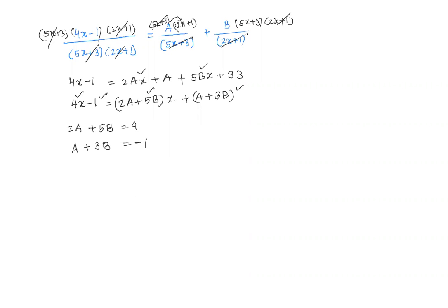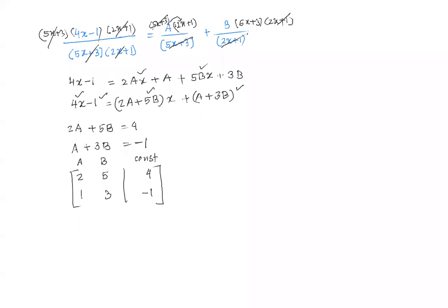So I'm going to use the Gauss-Jordan method. So my a, my b, my constant. A is 2, B is 5, and the constant is 4. Coefficient of A, that's what I meant. Coefficient of A is 1, coefficient of B is 3 in the second equation, and the constant is -1. This is my augmented matrix. Now I'm going to follow the row operations. So let's go ahead and do that.